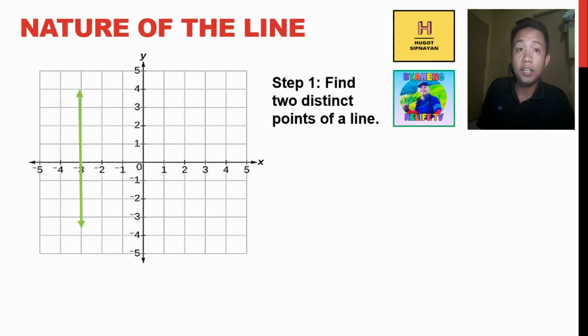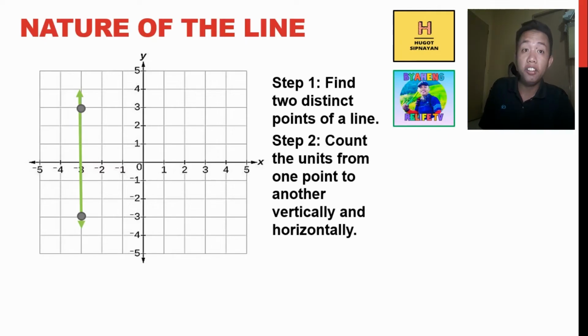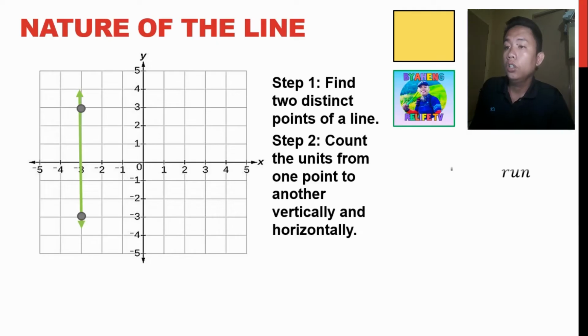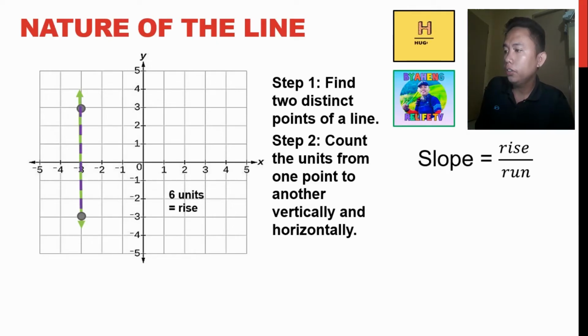Kapag siya naman ay vertical, so let's have two distinct points again. We're going to count vertical and horizontally. So, muna x, y muna bago x. So, let's count the rise. So, meron tayong 6 units. So, 1, 2, 3, 4, 5, 6 units. So, for the run, it'll be 0 units. So, biniling natin, wala naman siyang pagtakbo.